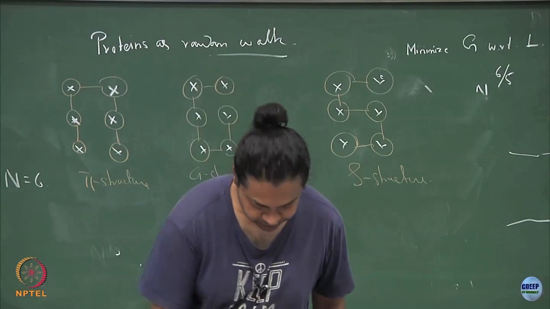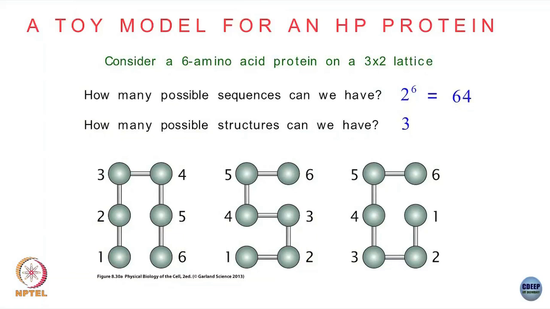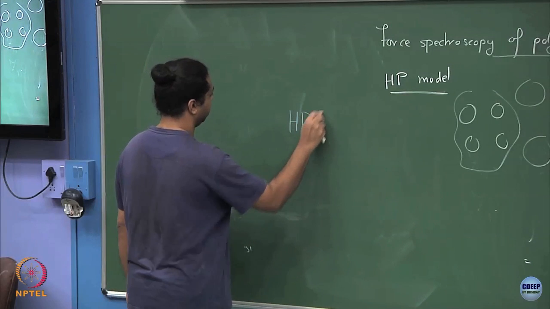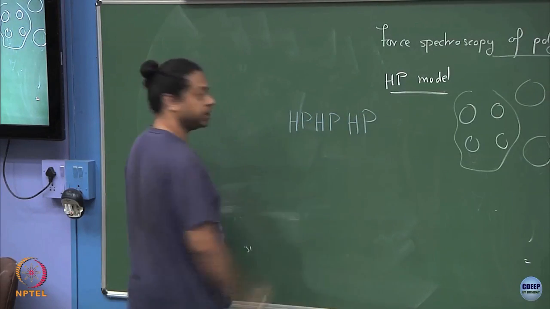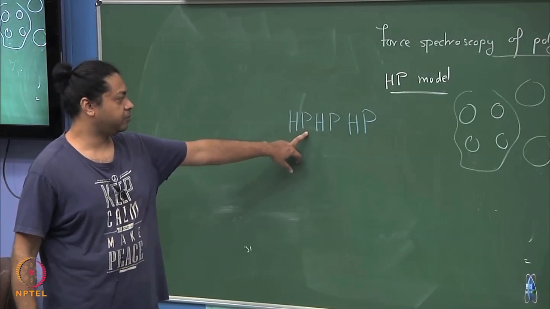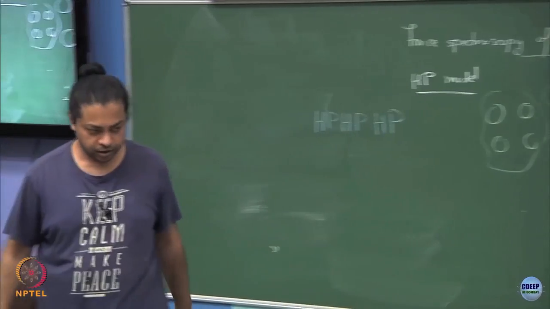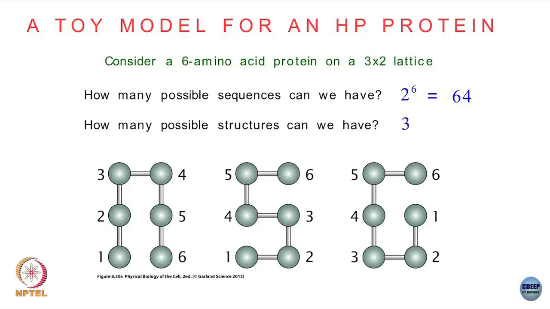Now let me take a particular sequence: HP. I have 1 hydrophobic, 1 polar, hydrophobic, polar, hydrophobic, polar. That is one of these possible 64 sequences that I could have. And the idea is that whenever you have a hydrophobic residue in contact with another hydrophobic residue, that is energetically advantageous.